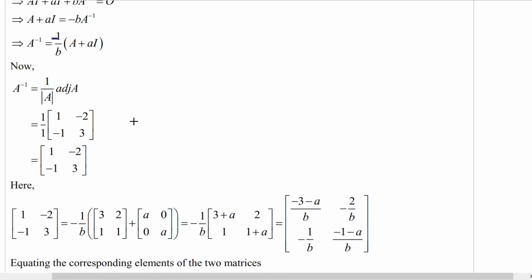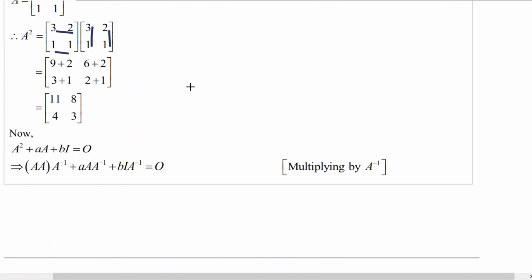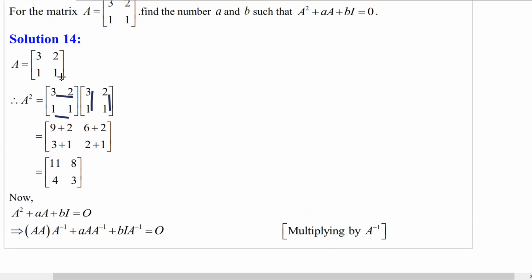Now, A inverse, as we already know, is equal to 1 by determinant A, adjoint A. We already know this fact. So, what is the determinant for this matrix? It is 3 minus 2, that is 1. So 1 by determinant A is 1 by 1. And adjoint A, again, is simple. Change the positions, 1, 3, and change the sign, that is minus 1, minus 2. So not a big deal.